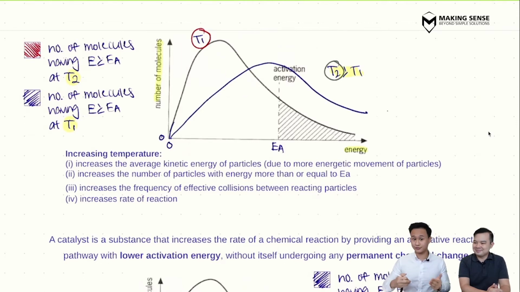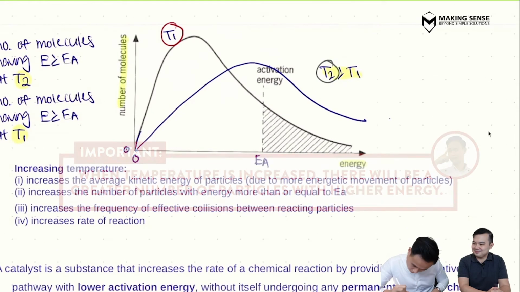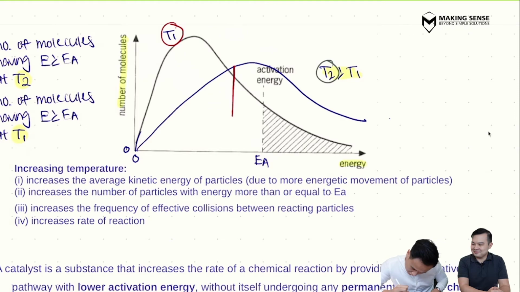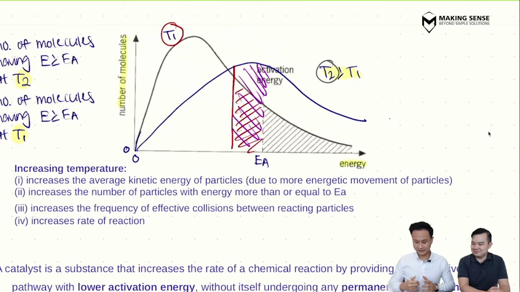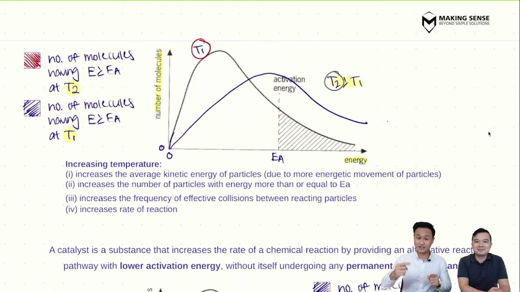Now, I'll explain to you why. Because when you increase temperature, there'll be a greater number of particles with higher energy. So if I shade this region here, you will see that for the temperature T1, the area at higher energy is smaller than the area for the T2 graph. You can see that. So this brings me back to the whole idea of activation energy. We're going to focus on the activation energy because we know if there are more particles with energy greater than the EA, then the reaction will be faster.